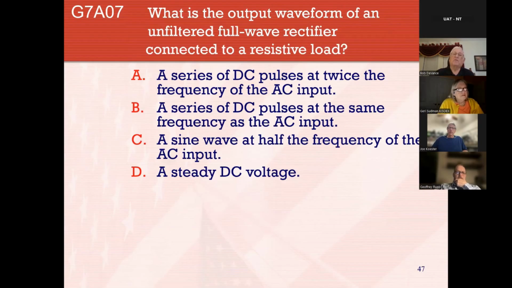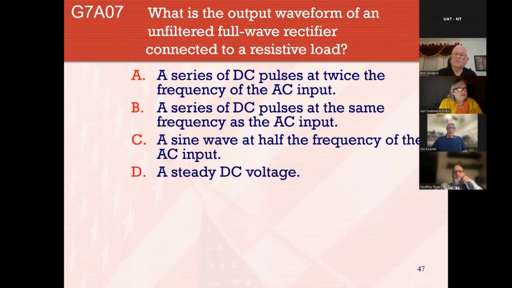What is the output waveform of an unfiltered full wave rectifier connected to a resistive load? So we've got a full wave rectifier, which means we're using both halves of both peaks of the sine wave, but we've got no filters on it. So we're just going to see those little blip, blip, blip, blip things going through. A series of DC pulses at twice the frequency of the AC.